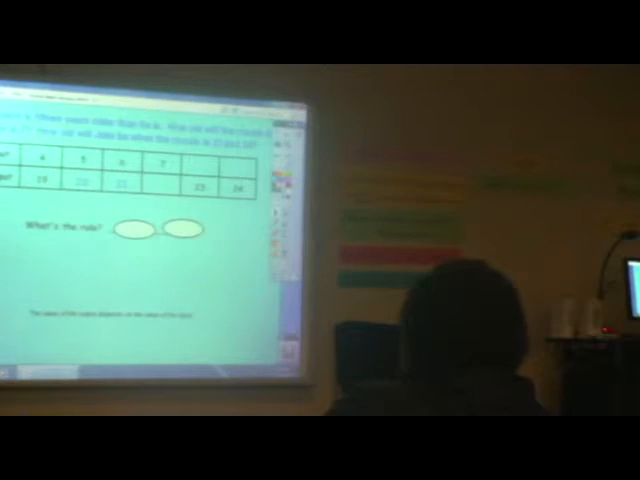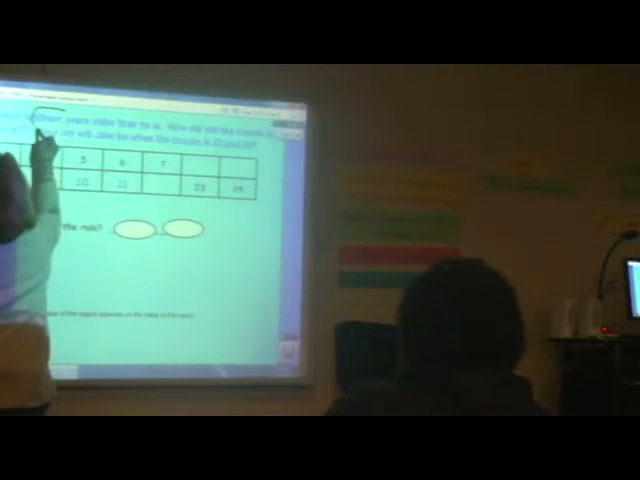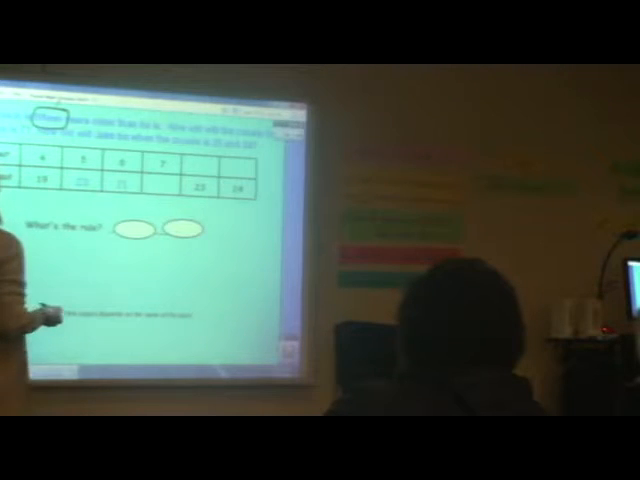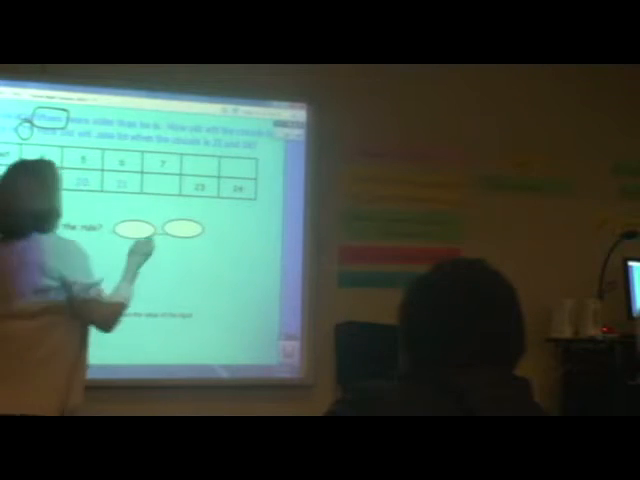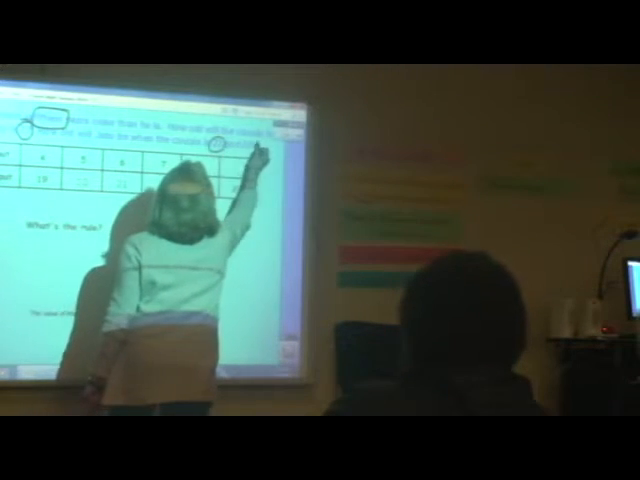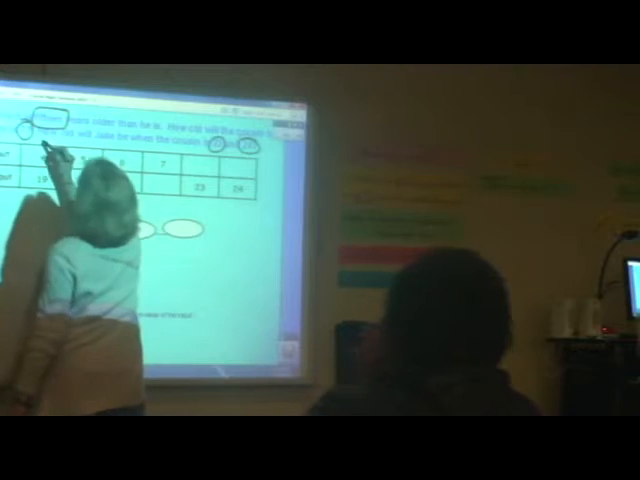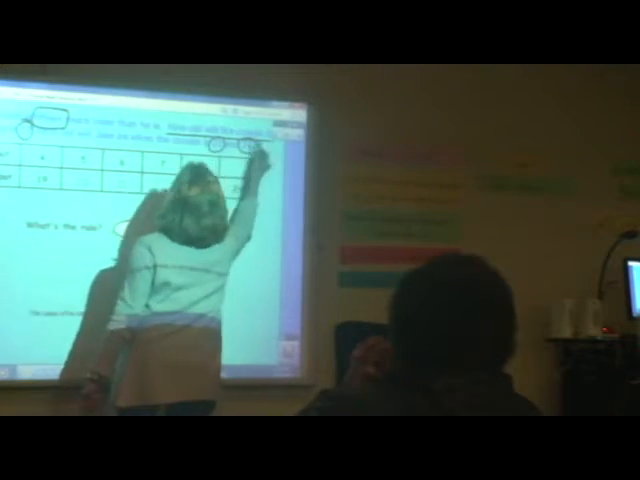I think I have one more example. Jake's cousin is 15 years older than he is, and this is a number in word form. How old will the cousin be when Jake is 7? All right, so I've circled my numbers and my question.